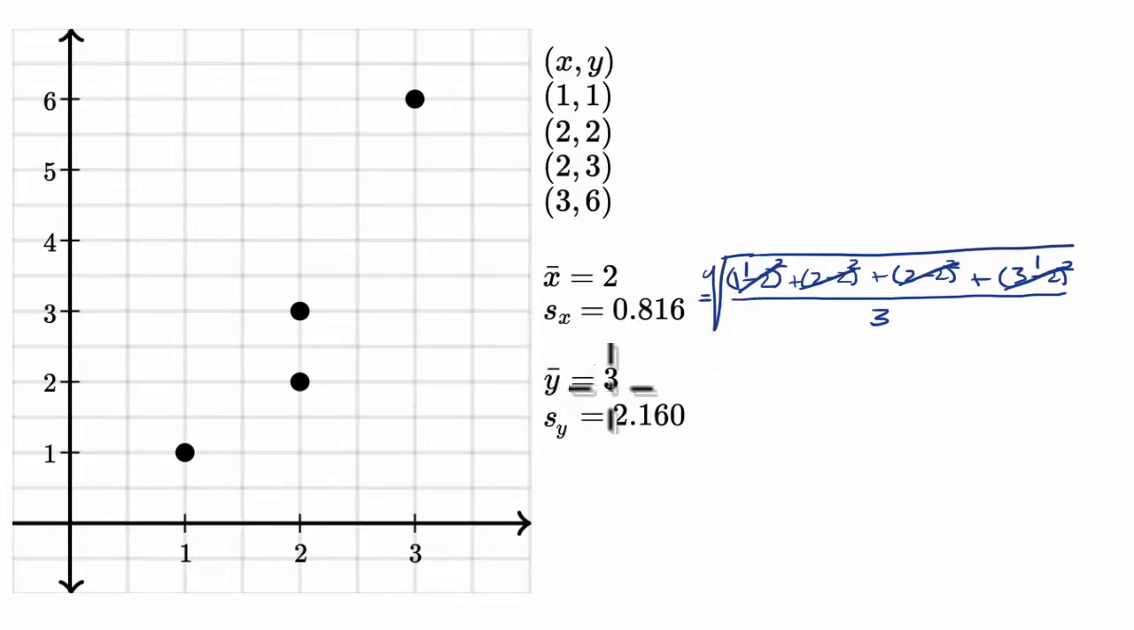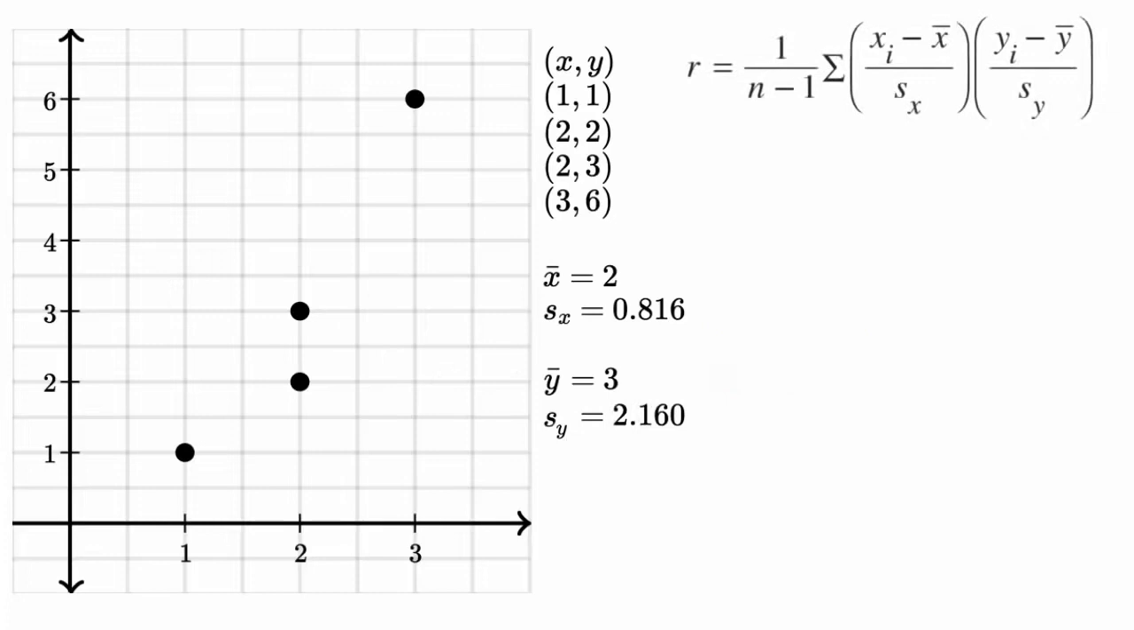And the same thing is true for y. The sample mean for y, if you just add up 1 plus 2 plus 3 plus 6 over 4 data points, this is 12 over 4, which is indeed equal to 3. And then the sample standard deviation for y, you would calculate the exact same way we did it for x, and you get 2.160.